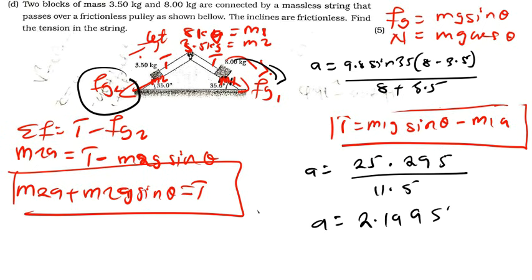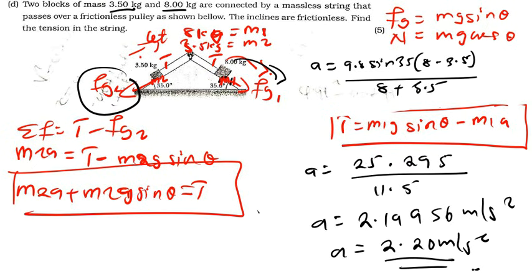2.19956 meters per second squared. So the best way, I'll say 2.20 meters per second squared. Why am I going to put in 2 decimal places? Because if you look at the question, it is in 2 decimal places, so that is the answer. So this is the acceleration, but we need to find the tension. They're not asking about acceleration. So find the tension in the string. You can choose to use either this or that, and the answer will still be the same.